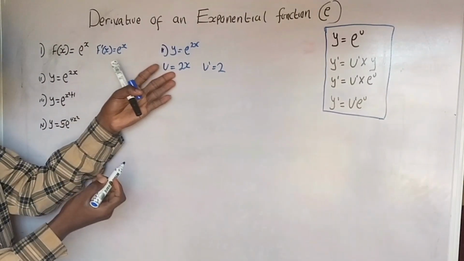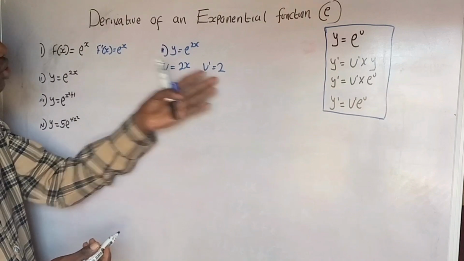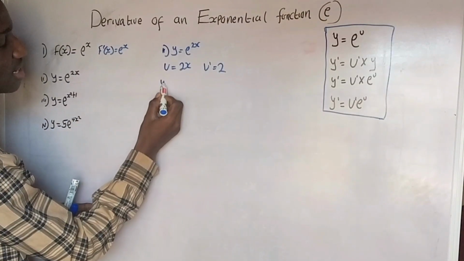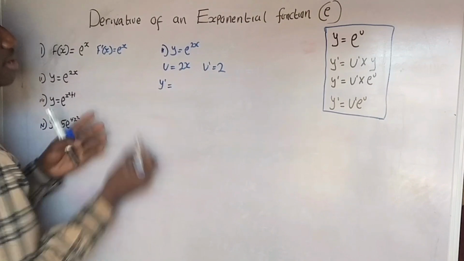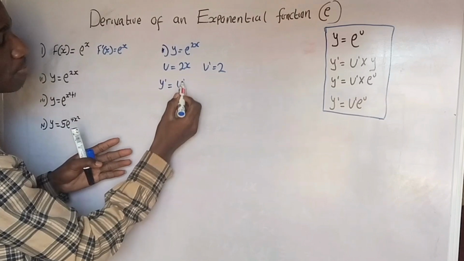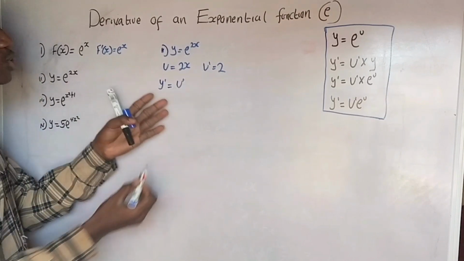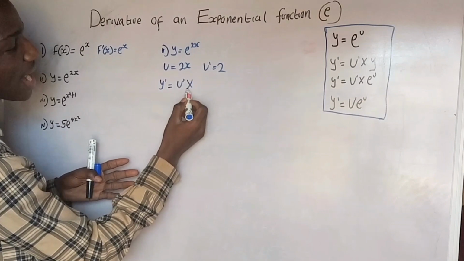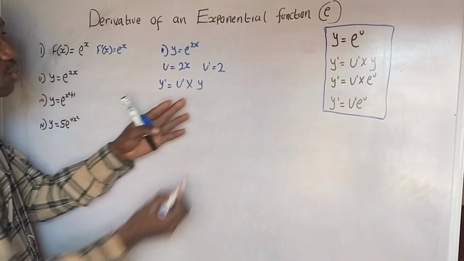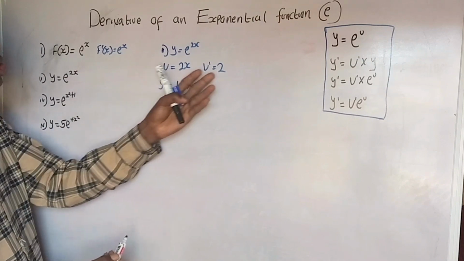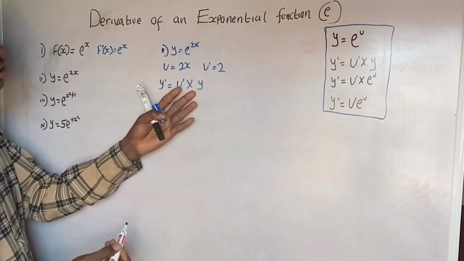We have u equals 2x. The derivative of u is equal to 2. Now don't forget our formula. If I want to find the derivative of y, the derivative of y is equal to the derivative of u, which is the derivative of the power to which the exponential function is raised, multiplied by the function itself, which is y. So I have gotten the first derivative of u, that is 2, and the function is what?